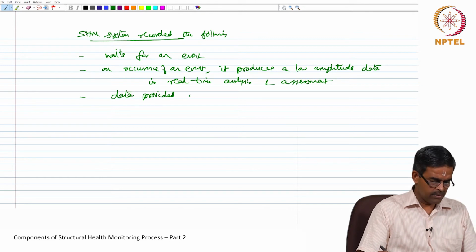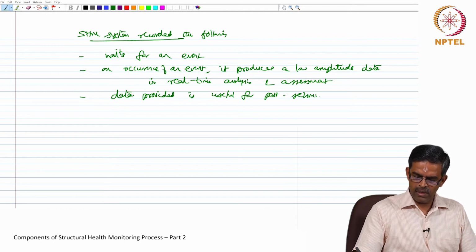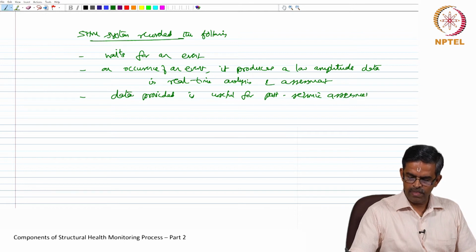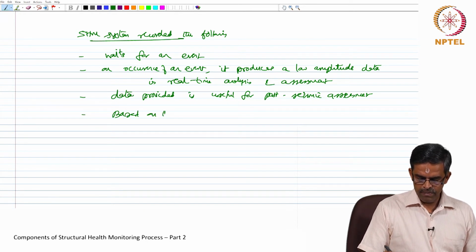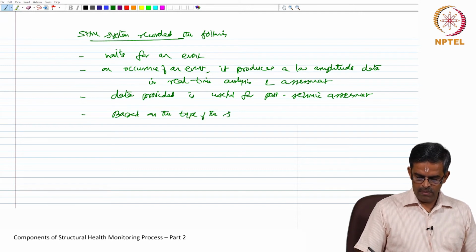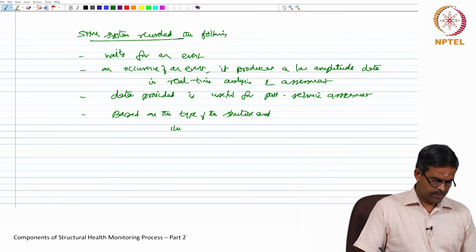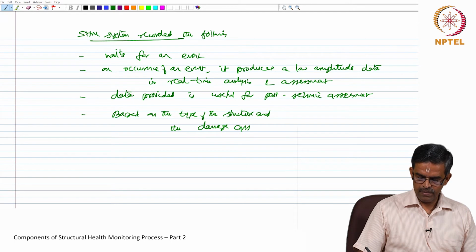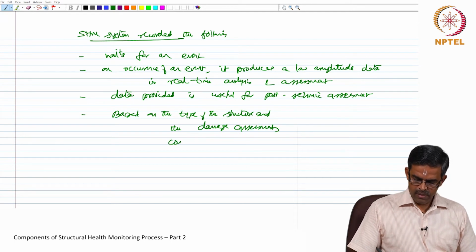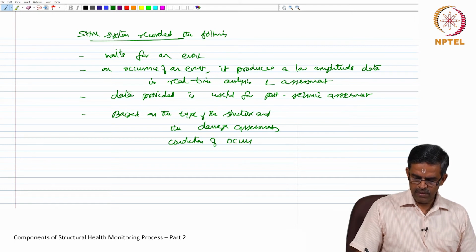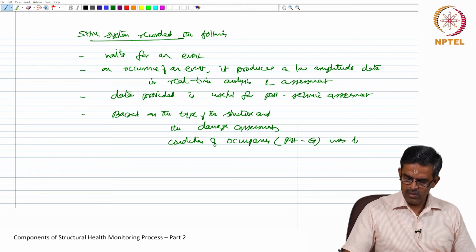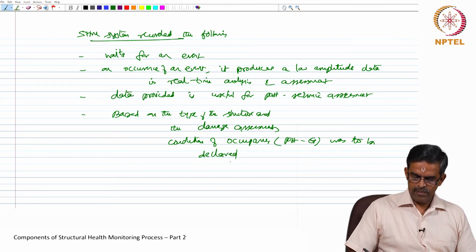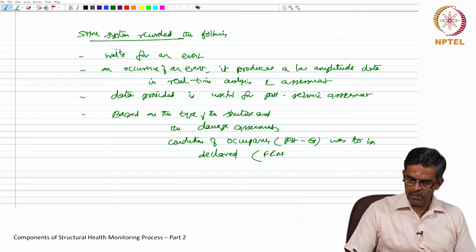Data provided by the system is very useful for post seismic assessment, based on the structural type. And based on the damage assessment made, the condition of occupancy post earthquake was to be declared. Different guidelines are available, FEMA is one amongst them, etc.